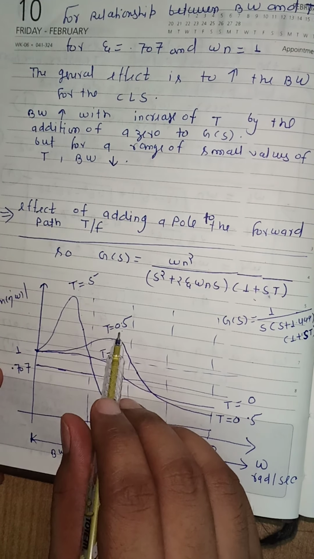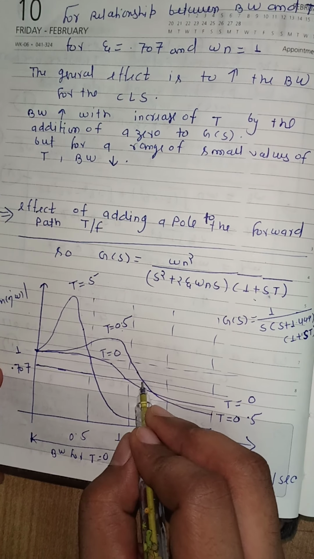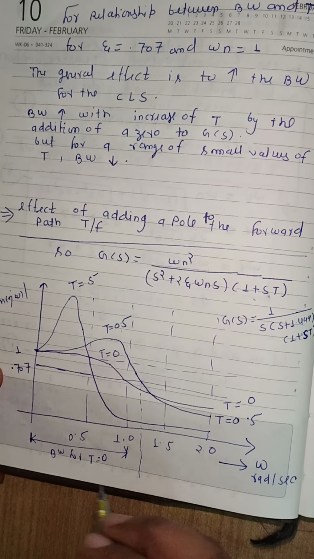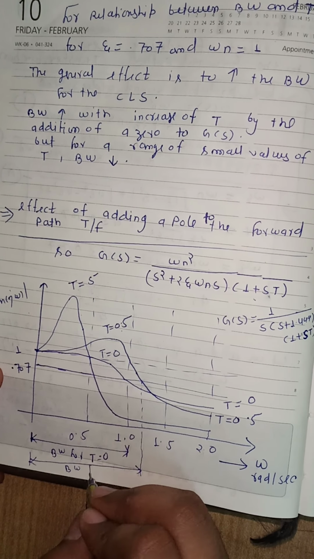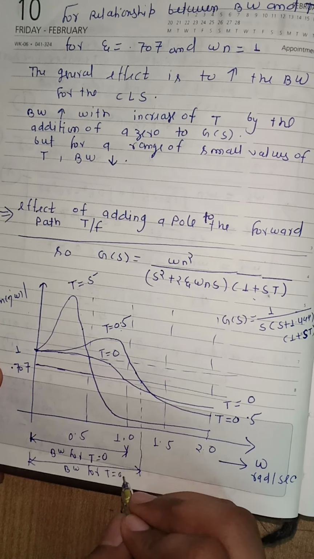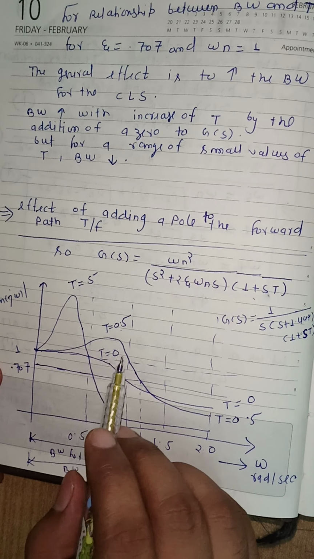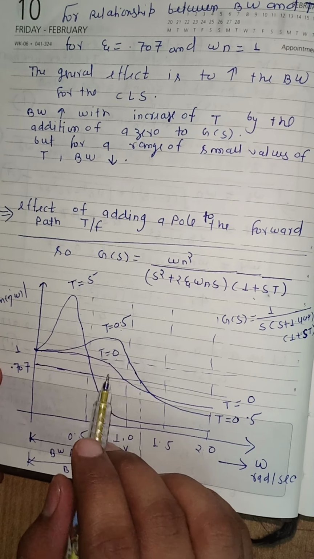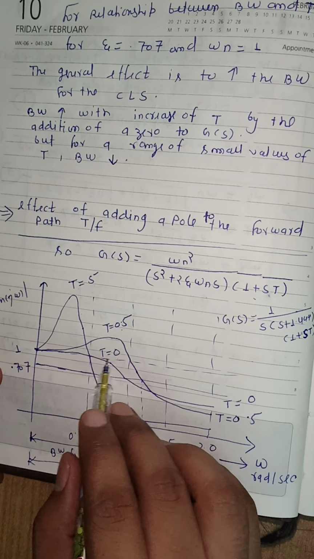For T equal to 0.5 we can say the bandwidth of the system is slightly increased. The bandwidth for the system is slightly increased by the addition of a pole, but the resonant peak will also increase as compared to T equal to 0.